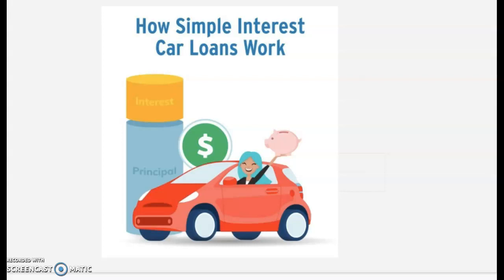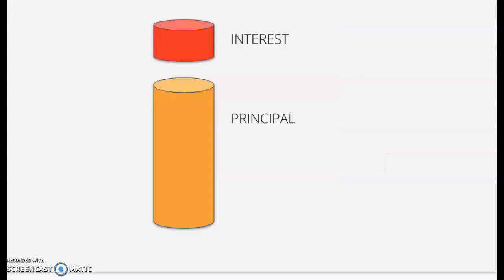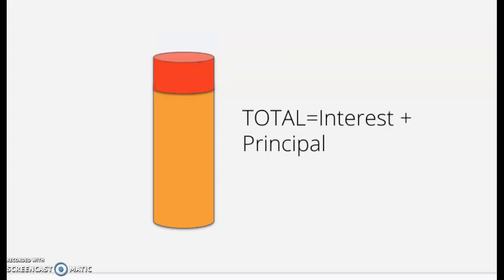So let's think about an example of this. An example of simple interest is a car loan. So what's going to happen is they're going to take the amount of the car itself, which is the principal, and they're going to say, okay, how much interest are we going to be charging you for this car loan? They calculate the interest using the interest equation, which we'll talk about later, but then they add them all together to get your total. So your total is the sum of the original amount plus the interest.